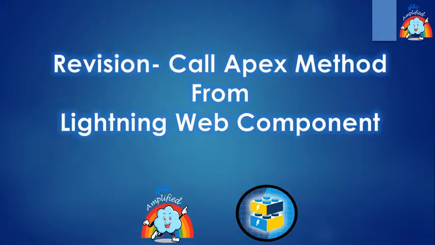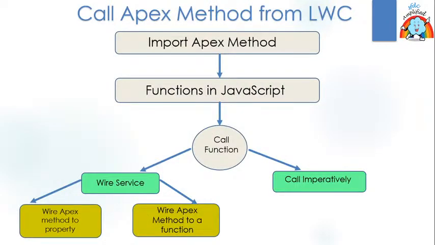So today topic is about calling an Apex method imperatively. But before that, let's have a quick revision on the calling Apex method from the Lightning Web Component. So let's see how we do that. So calling Apex method from Lightning Web Component. So first thing is that we import the Apex method. Then we have functions in JavaScript. So the way we call function, it can be using wire service, which we have understood in the previous session, or we can call imperatively, which we will learn today.